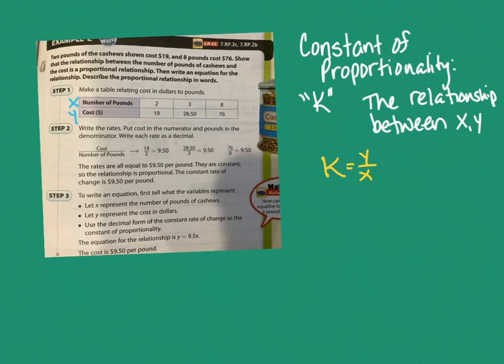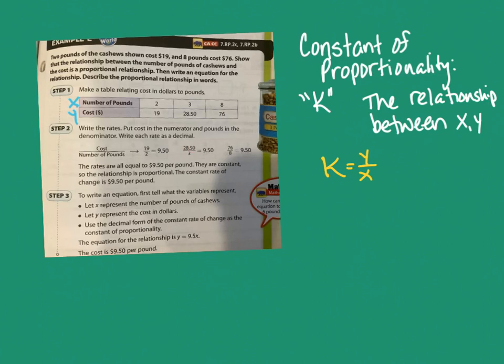So we're doing cost over pounds to get a unit rate. So cost over number of pounds. You see here they do the 19 over 2 because k, the constant of proportionality, equals y over x. And I get $9.50. Is that money? Yep, $9.50 per pound. And then hopefully, if this is constant, then we better get the same out of this ratio too.